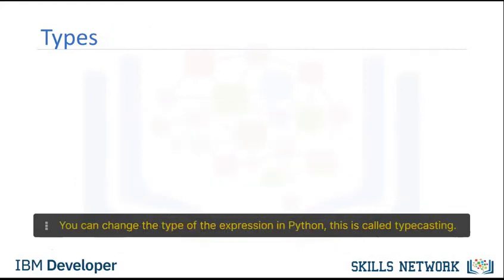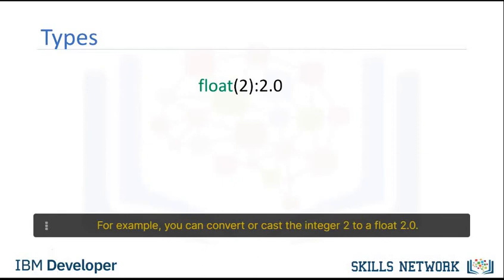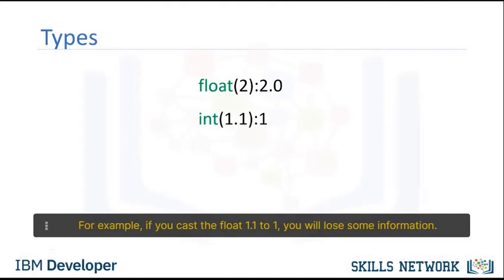You can change the type of the expression in Python. This is called typecasting. You can convert an int to a float. For example, you can convert or cast the integer 2 to a float 2. Nothing really changes. If you cast a float to an integer, you must be careful. For example, if you cast the float 1.1 to 1, you will lose some information.